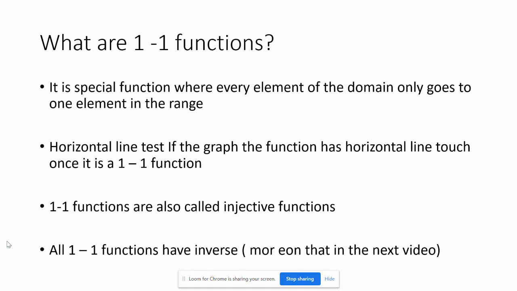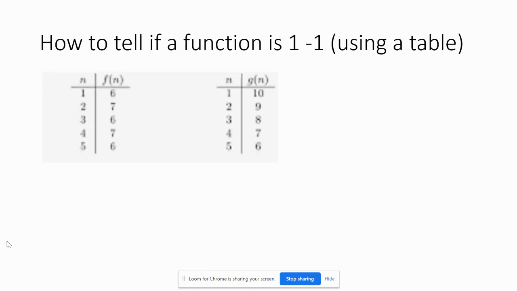If it does, it's a one-to-one function. It's very similar to the vertical line test, which you use to see if a relationship is a function by seeing if the vertical line touches the graph only once. One-to-one functions are also called injective functions, and all one-to-one functions have an inverse. More on that in the next video.